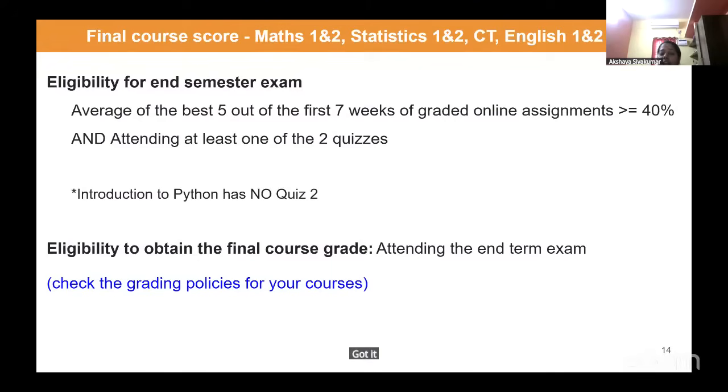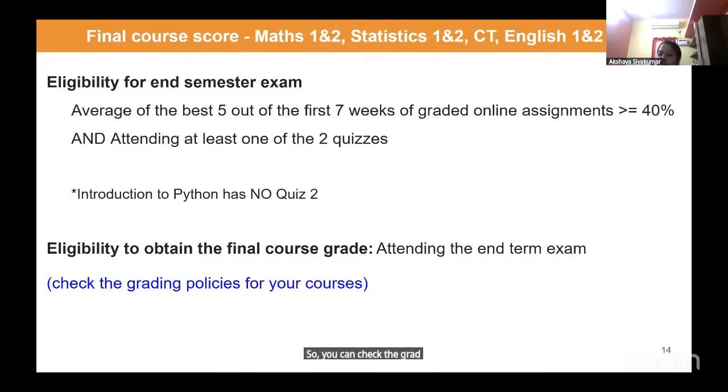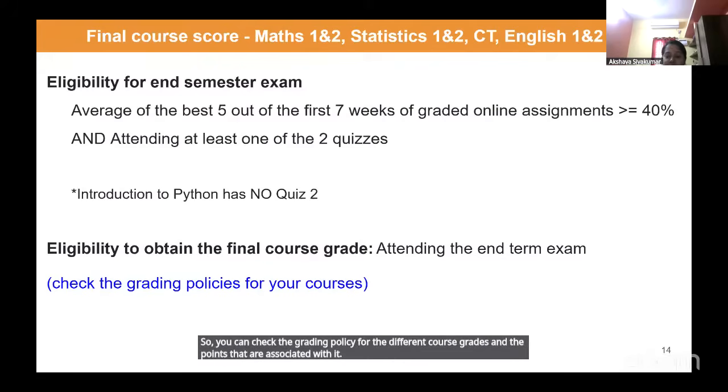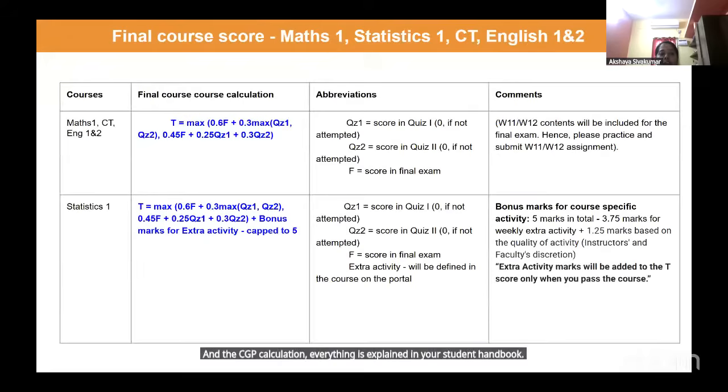Got it? So we have a final course grade, like passing grades, which are S, A, B, C, D, and E. In order to get those final course grades, you have to attend the end-term exam. You can check the grading policy for the different course grades and the points associated with them, and the CGP calculation. Everything is explained in your student handbook. Okay, moving on to the next slide.